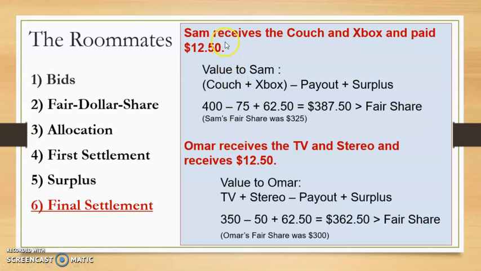So in the end, Sam receives the couch and the Xbox and pays $12.50. And Omar receives the TV and the stereo and also receives $12.50. And you can see that in both cases, the roommates received value that is worth more than their fair share.